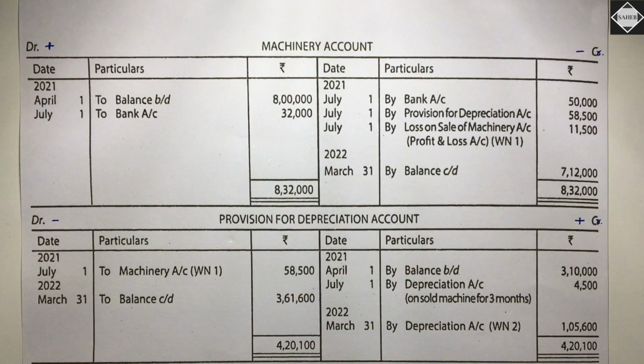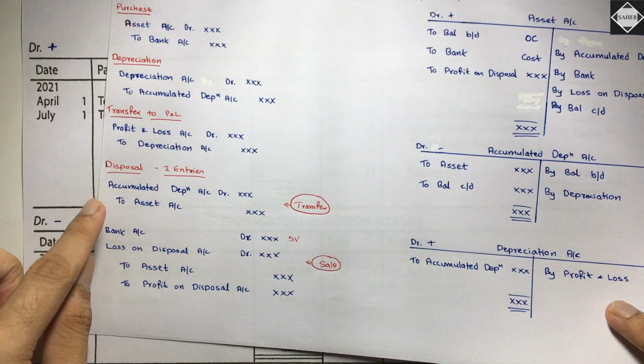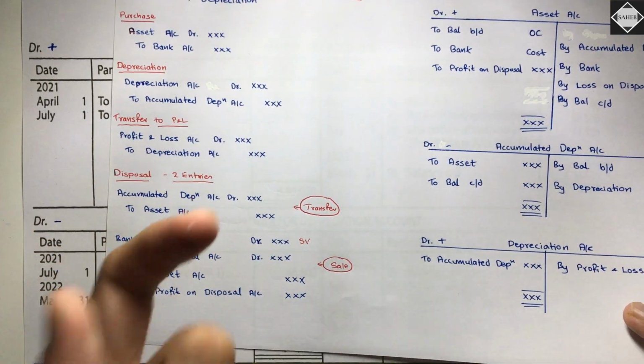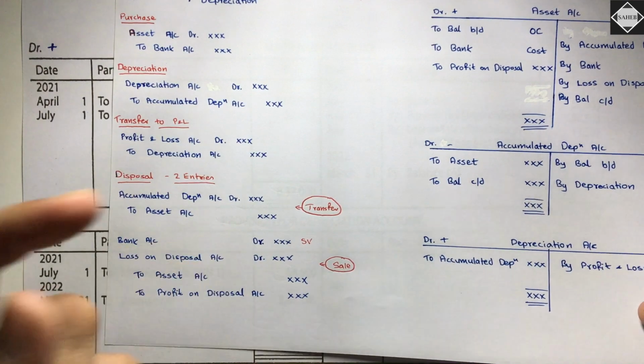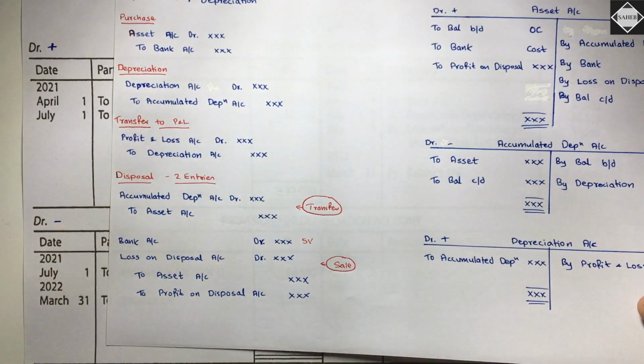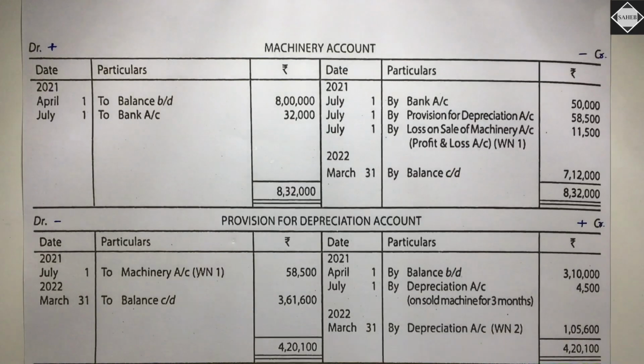This is the logic. This is what is happening in that entry which I talked about earlier. In this entry, accumulated depreciation account is debited to the asset account. What's happening over here? How much depreciation you have charged up till now, up to the date of sale, that much depreciation you have to remove from accumulated depreciation, and you have to take that to the asset account, and the asset account is getting reduced. So let's see how it's happening over here.